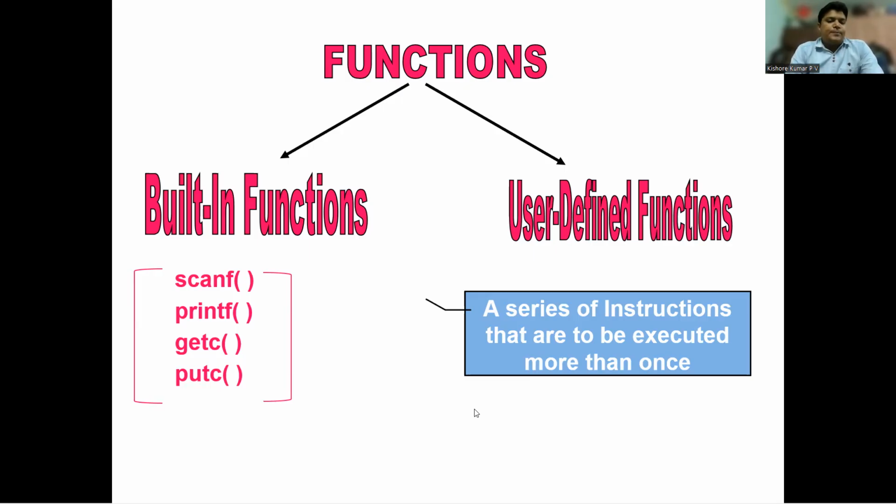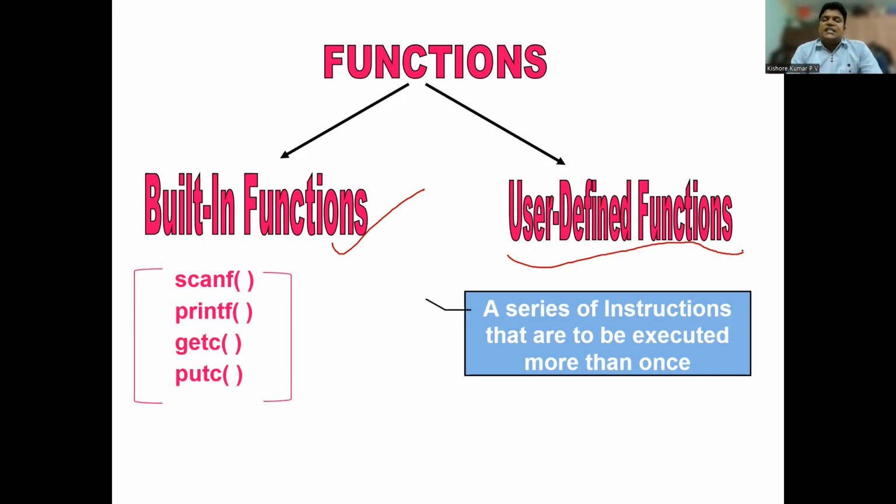On the screen, it shows that C functions can be classified into two categories. One is user defined functions, another is built-in functions. You can see on the screen that we can also call the built-in functions library or predefined functions. The other is user defined functions, which we are going to discuss very deeply in this topic.